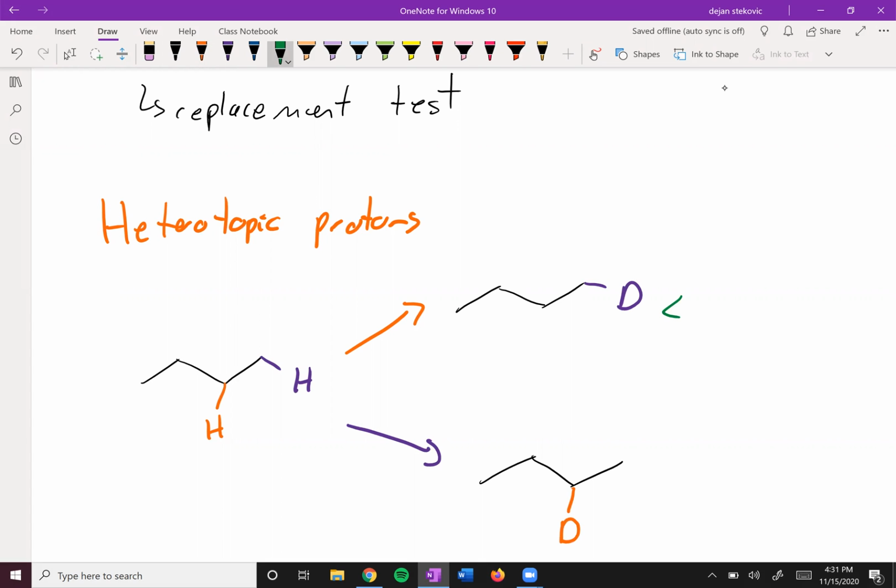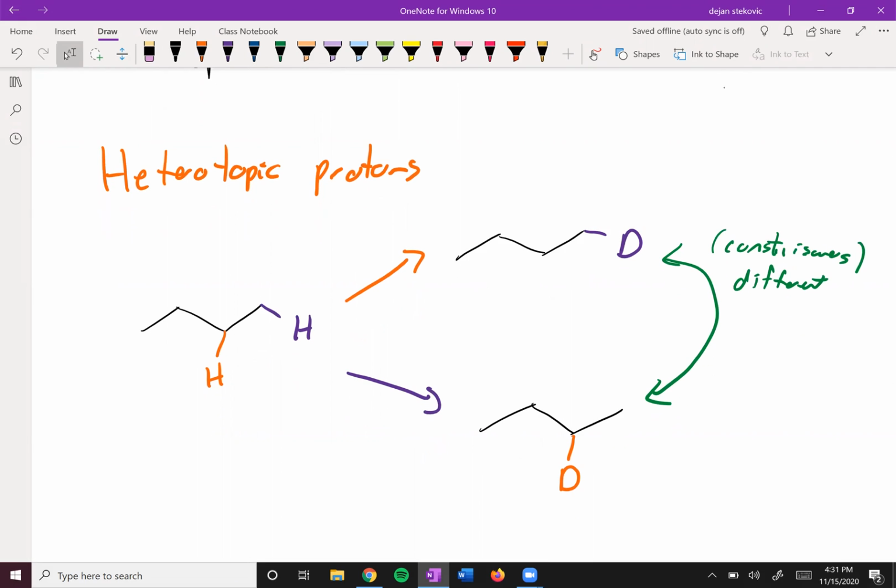And then we take a look at the relationship between these two compounds. If you think about the relationship between these two compounds, they're completely different, or they're constitutional isomers. But either way, they're very different. And so their protons are different, and you'll get two separate peaks from them, right? They'll show up as two separate peaks because they're different protons.